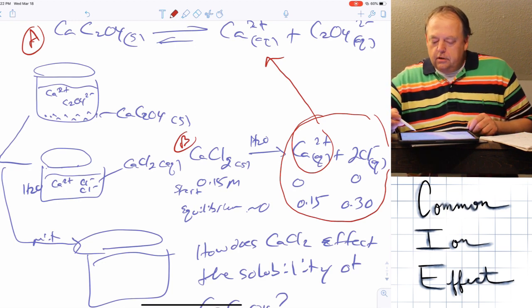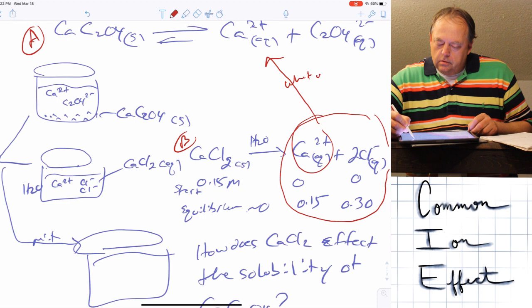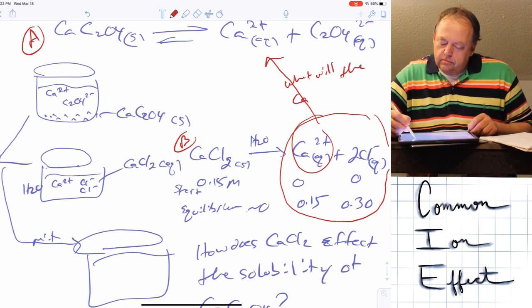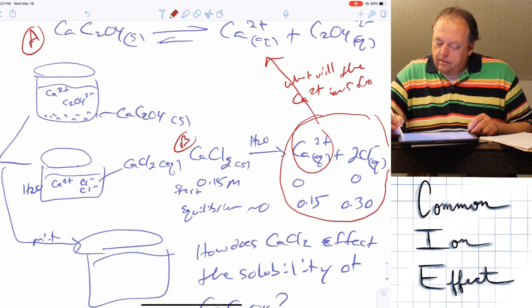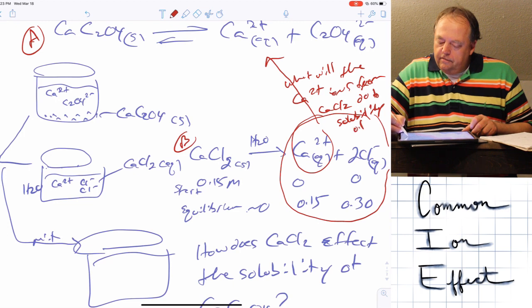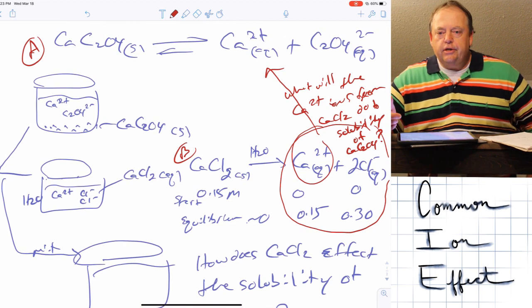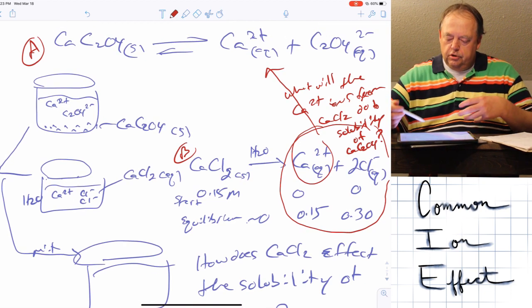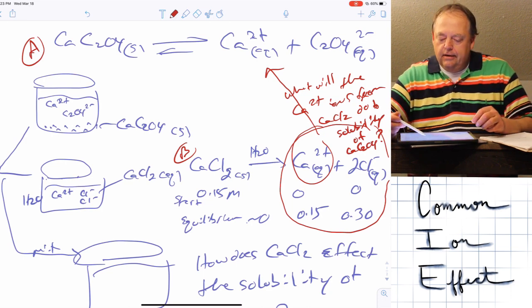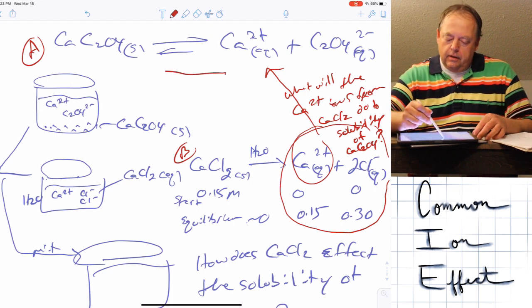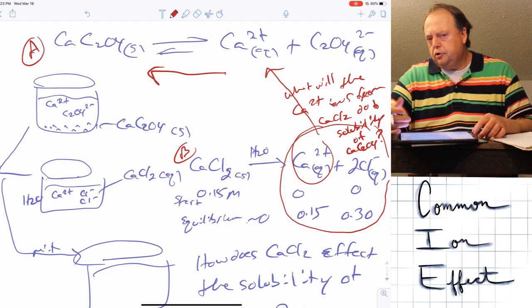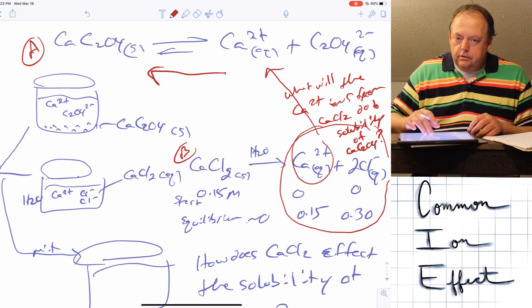So what will the calcium 2 plus ions from CaCl2 do to the solubility of CaC2O4? If you remember from the last chapter, Le Chatelier's principle, so when you mix the two solutions, you now have some calcium 2 plus ions already present in solution, and so by Le Chatelier's principle that should make equilibrium A go backwards, and so CaC2O4 should become less soluble. So we'll do the math to illustrate that.